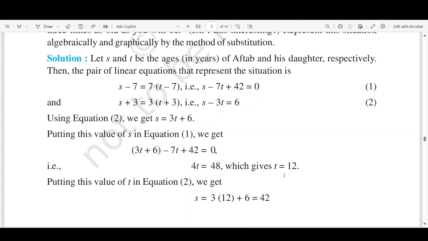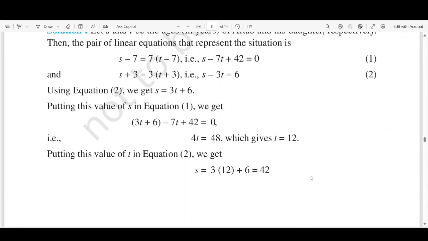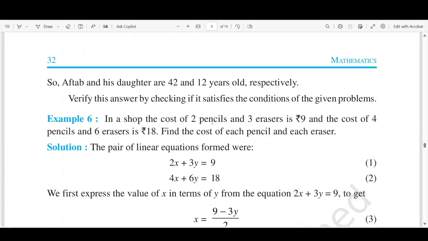After simplification we get T equal to 12. Now if you substitute T equal to 12 in the new equation we arrived at, that is S equal to 3T plus 6, you can easily get the value of S to be 42. So thus we have estimated the current age of Aftab to be 42 and his daughter's to be 12. Clear? And if you substitute these values in both the equations, you will get the equations satisfied, and we can also check this.